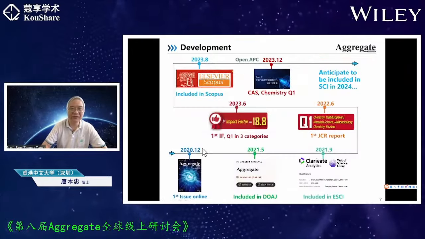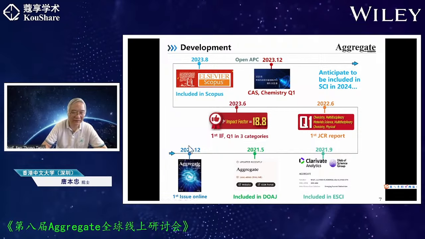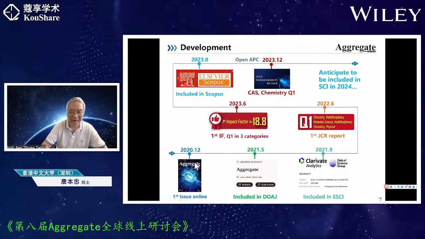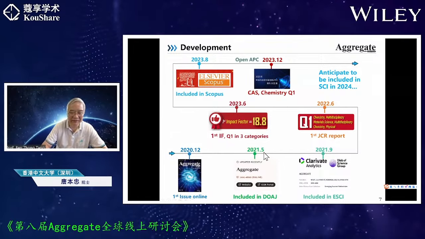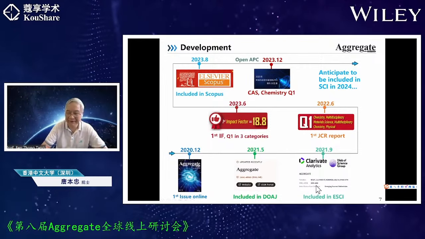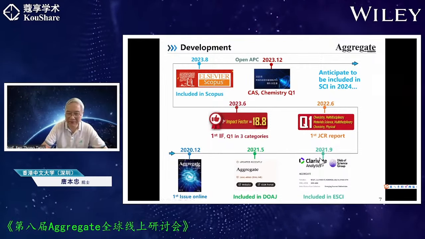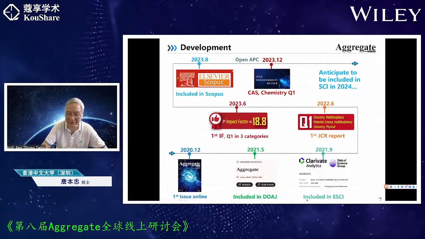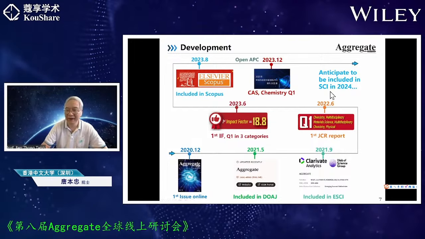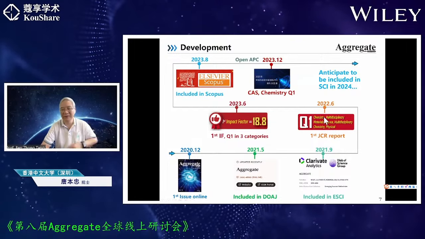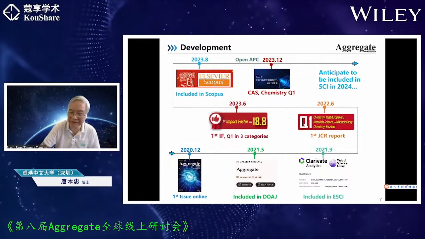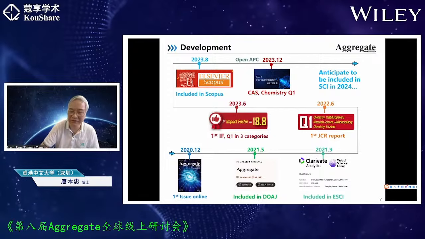So this is a historical development. We published our first issue at the end of 2020. In less than half a year, it was included in DOAJ. In 2021, in about 9 months, it was included in ESCI. And in the middle of 2022, Aggregate published the first JCR report on our journal.